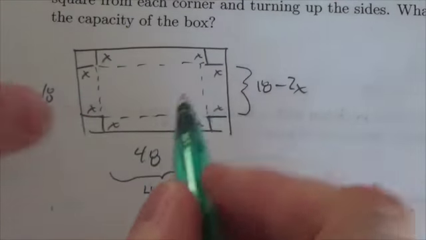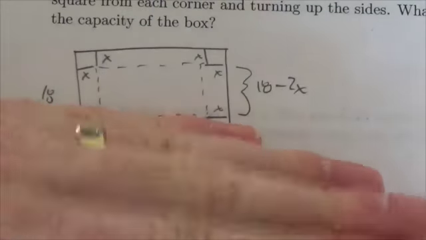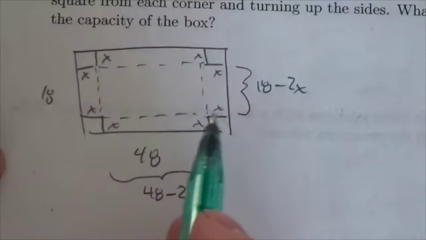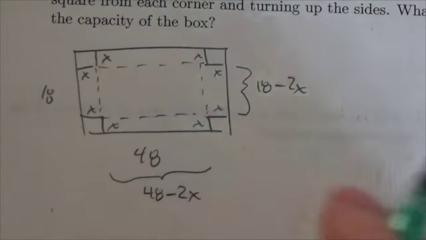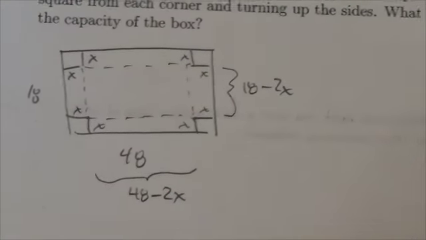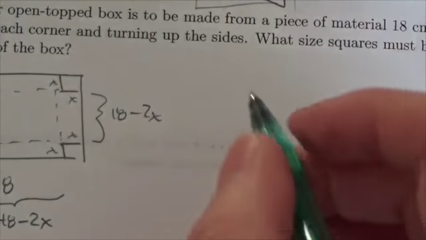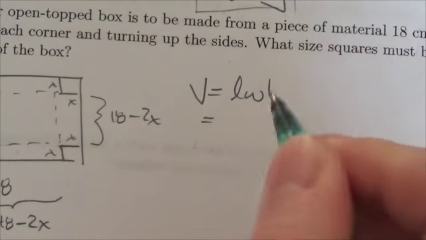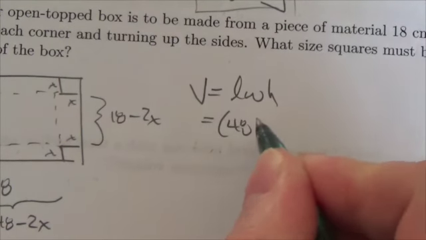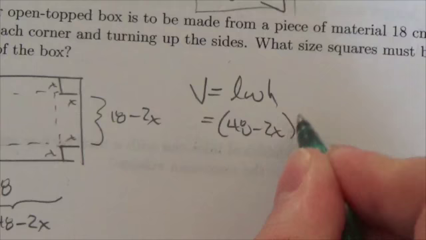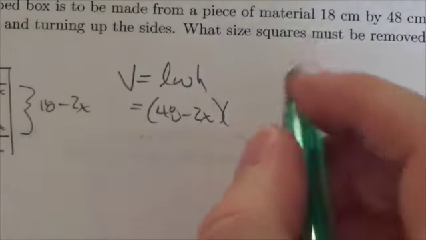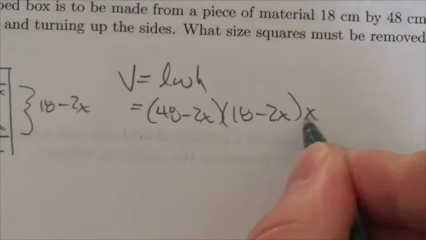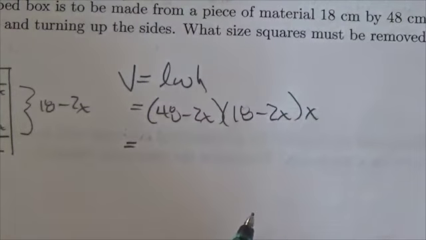And then remembering that we're going to fold this part up, and each one of these little tabs here has a length of x. That means the height of our box at the end here is going to be x. So volume is going to equal length times width times height. This will equal 48 minus 2x, times 18 minus 2x, times x.